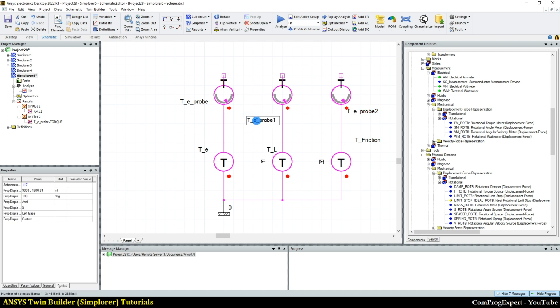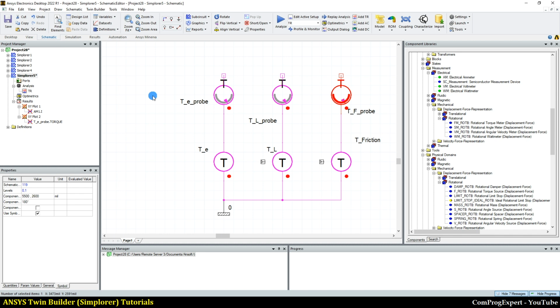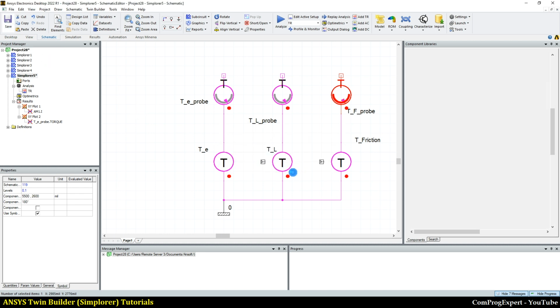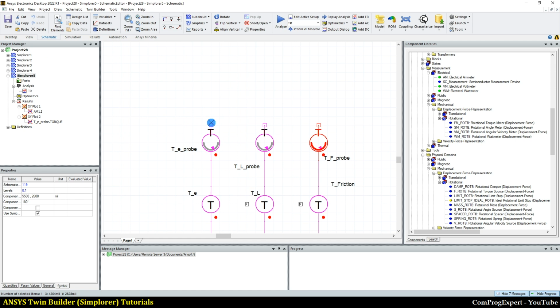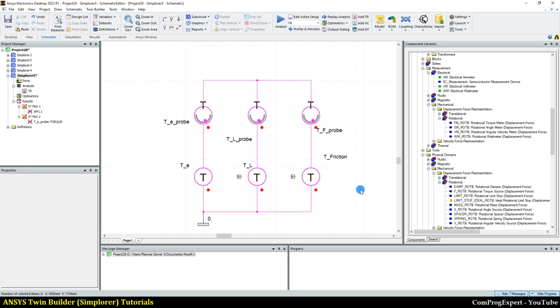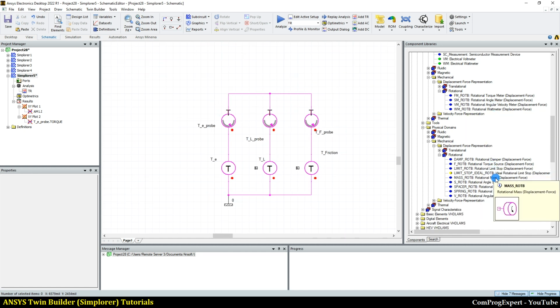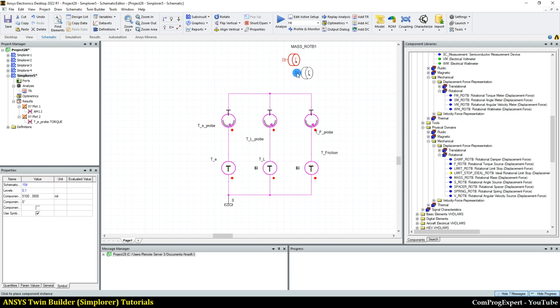This is T load probe. Yes, T load, and this is T friction probe. So now we add these three different torque types like KCL in an electric circuit, right? TE minus TL minus T friction. Then we should add this element, this rotational element.